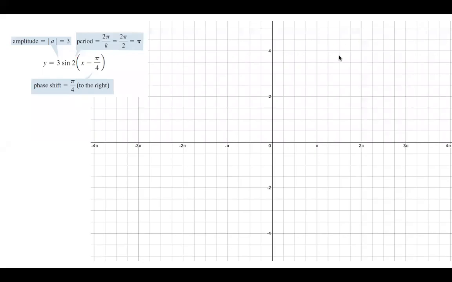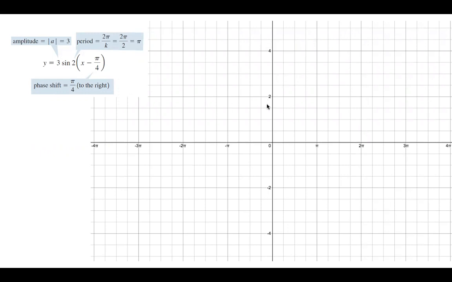On this one, we're going to have a phase shift. We're going to have a change in amplitude, but we're also going to have a different period. Let's try to work with all of those elements before. Let's start by working with the amplitude and the period.